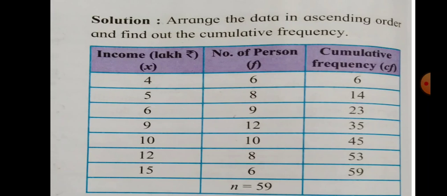After that you have to add one more column, that is known as cumulative frequency, less than type. Now how to find out cumulative frequency less than type? The first frequency, that is 6, keep as it is. Then add 6 plus 8, 14, 14 plus 9, 23, 23 plus 12, 35, 35 plus 10, 45, 45 plus 8, 53, and 53 plus 6, 59. So the last value of cumulative frequency is 59, the same as the total frequency in this example.